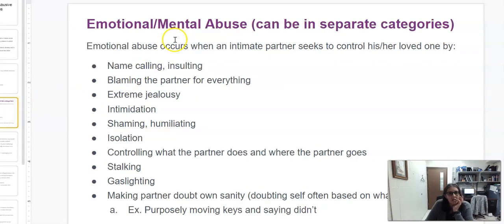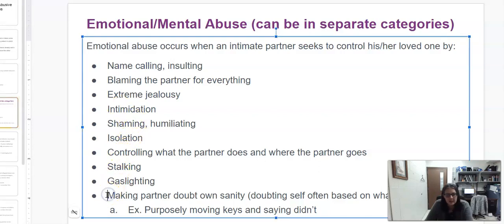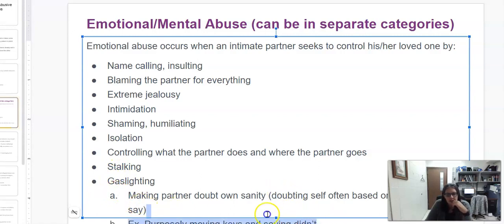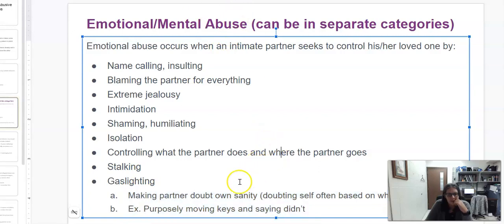Okay, and then it's talking about emotional and mental abuse. Again, these can be separated into separate categories a lot. This is just some, but it's a way to see control. It's name calling, insulting, blaming, extreme jealousy, intimidation, shaming, humiliating, isolating, controlling, stalking, gaslighting. Gaslighting is making someone doubt their own sanity, kind of. So basically, the person doubts themselves based on what someone says or does. Like purposely moving someone's keys and then saying you didn't.